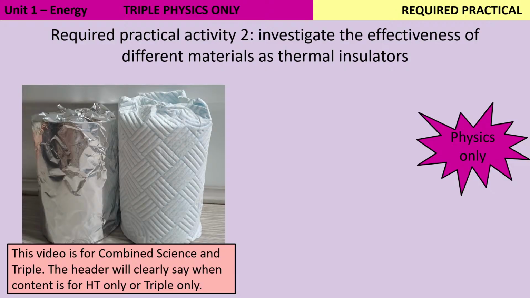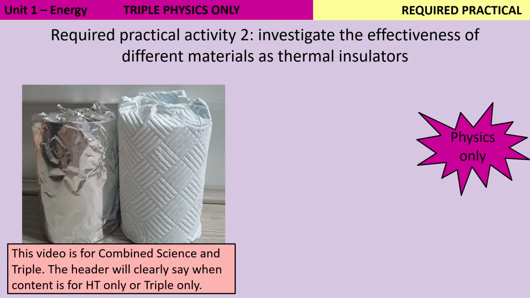The next required practical is only for people sitting GCSE Physics or triple science, and it's really quite similar to the practical that everybody does as part of the waves topic for paper 2, where you're investigating different materials. So here we're looking at the effectiveness of different materials as thermal insulators.